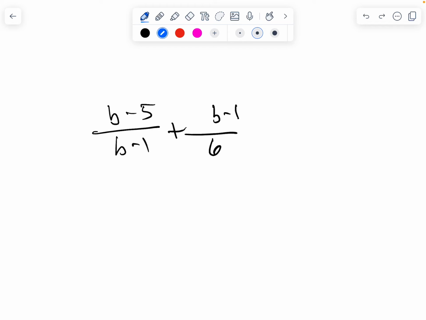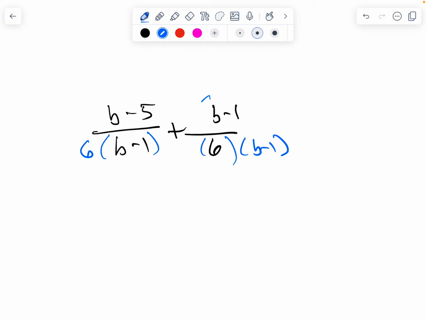Instead, our process here is to get a common denominator, and our common denominator in this case is, well, we have to look at it. This denominator has a b minus 1. This denominator has a 6. So the denominators have to match before we can combine the tops of the fractions. So we're just going to make them match. This one, we put a 6 here, and this guy, we put a b minus 1.